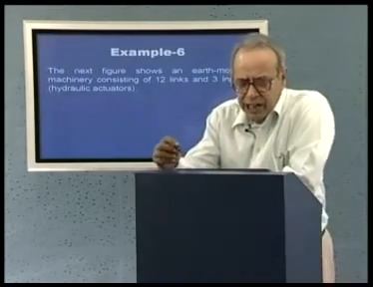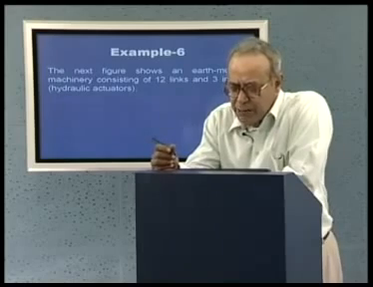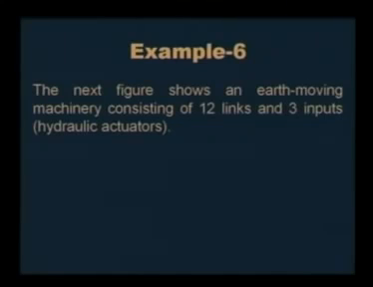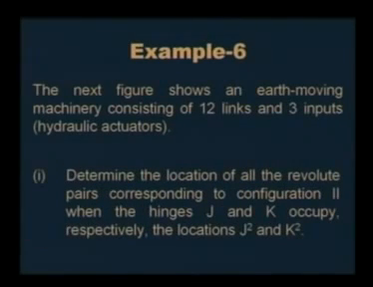Let me now state the problem that we have just solved, which was our example number 6. In example 6, we had the figure which had the kinematic diagram of an earth moving machinery consisting of 12 links and 3 inputs, which are those 3 hydraulic actuators Z1, Z2, Z3. And the statement of the problem was, determine the location of all the moving revolute pairs corresponding to configuration 2 when the hinges J and K occupy respectively the locations J2 and K2.